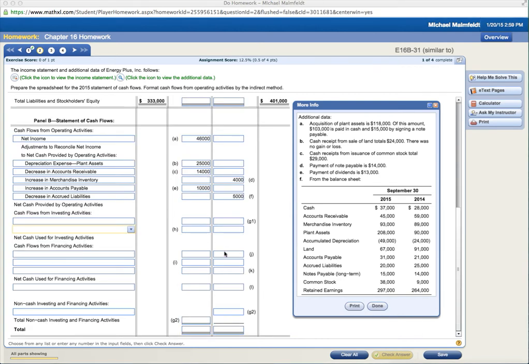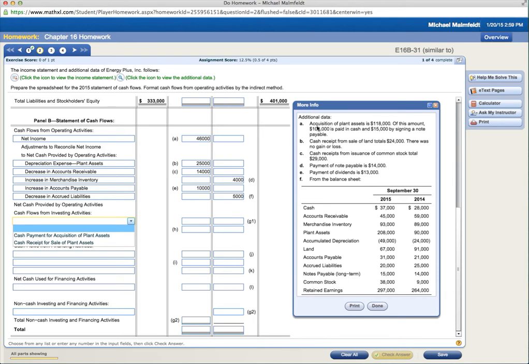Now we're going to take a look at the cash flows from investing activities. So our first choice over here is a choice between either did we receive cash or did we pay cash with respect to plant assets. Well, first we could take a look down here and see, okay, plant assets went up by a good deal from 2014 to 2015, went up by $118,000. Now we need to look up here and see if that was a cash transaction.